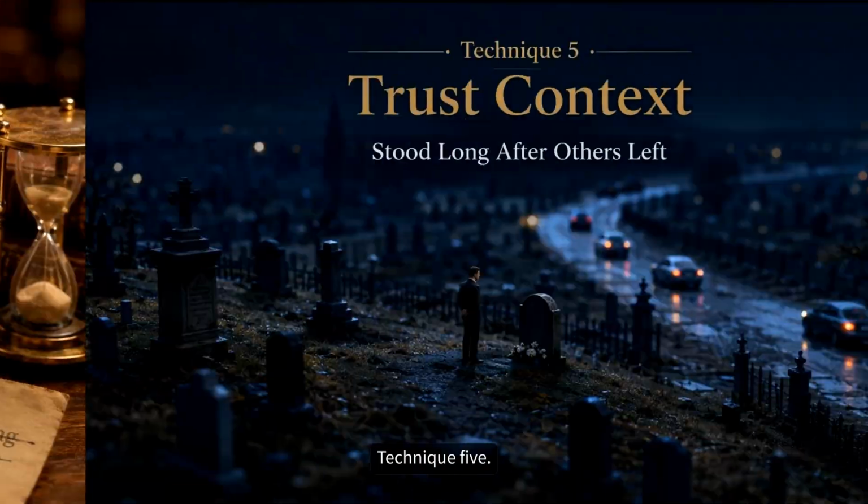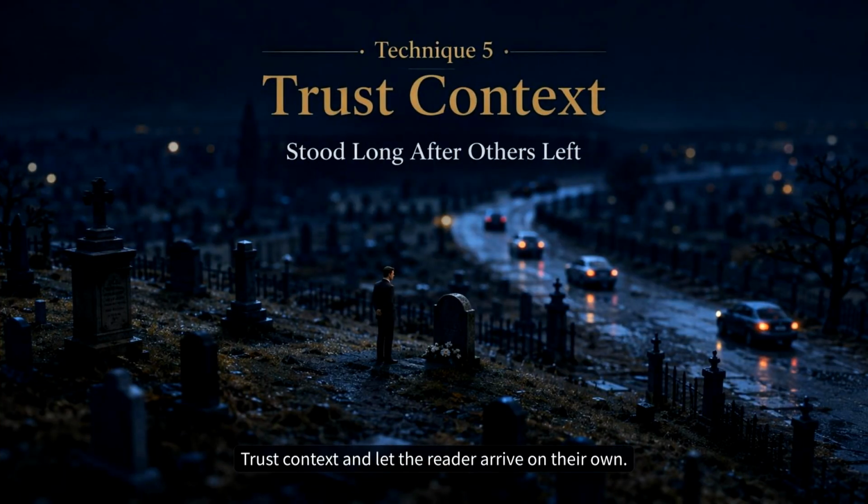Instead of, "I'm nervous," she said, her voice shaking with nerves, write, "I'm fine," she said, twice, before anyone had asked. Technique 5. Trust context and let the reader arrive on their own. Sometimes the fix is simply cutting the label and trusting the situation itself. Instead of, he felt a deep sense of loss standing at the grave, write, he stood at the grave long after everyone else had gone back to their cars.